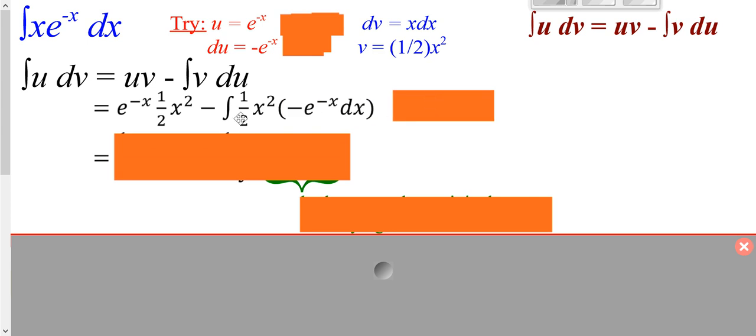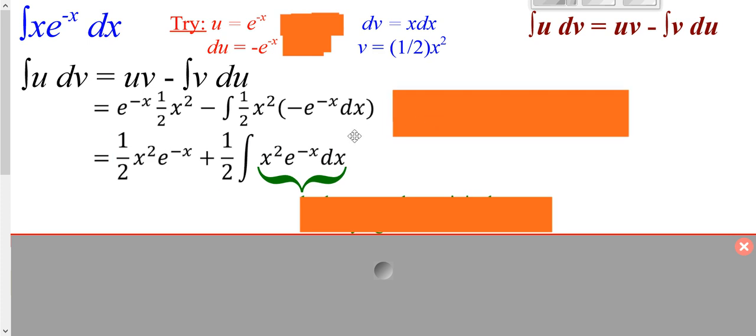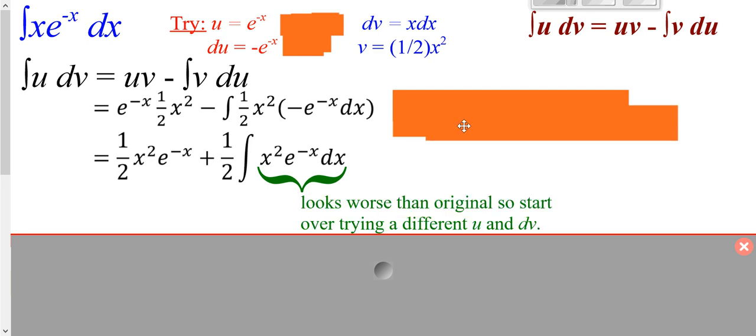Well, we can simplify this a little bit. We have a negative and a 1/2 we could pull out. Now, what we have here is an x squared times an e to a power. We started out with x to the first times e to a power. So what we have here is even more difficult than what we started out with. So if you ever get to a situation like that, for the most part, that means you chose the wrong thing to be u and dv.